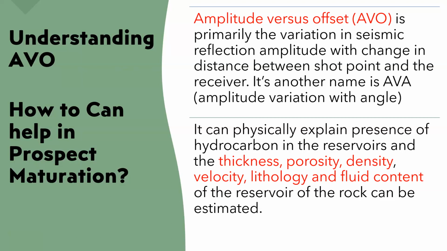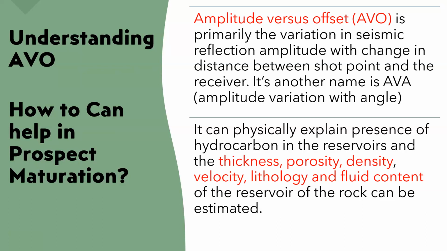That is also an objective in prospect maturation. It can help us to identify different types of prospects, and we are going to discuss that. So first understand what AVO is. AVO is amplitude variation with offset, and it represents the seismic reflection amplitude changing with the distance between the shot point and the receiver point. Another name is AVA, which is normally used in the industry, meaning amplitude variation with angle.